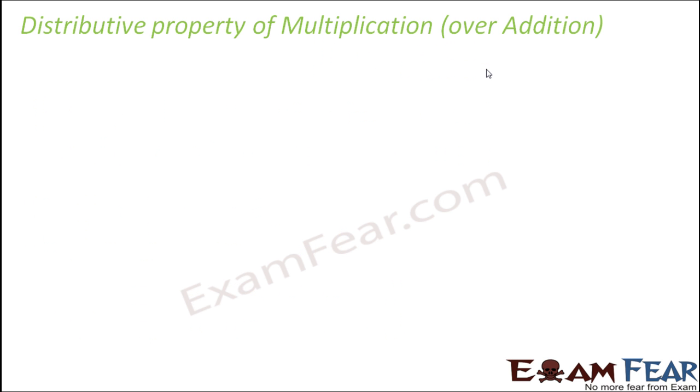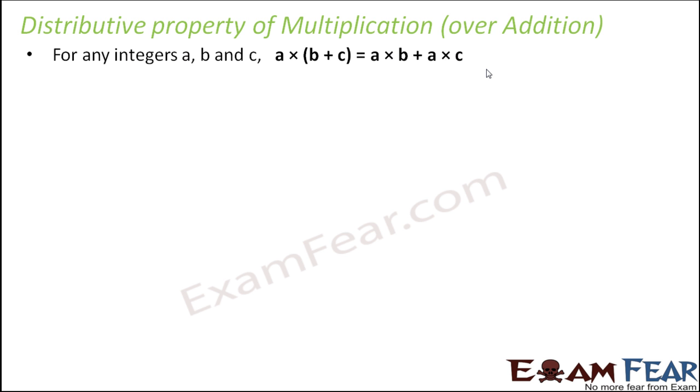Let us now look at the fourth property, that is distributive property over addition. So we will look at this property for both addition as well as subtraction. Obviously this is a property of multiplication. Let us have a look at the property. So this says that if you have three integers a, b and c, then a into (b plus c) is equal to a into b plus a into c.